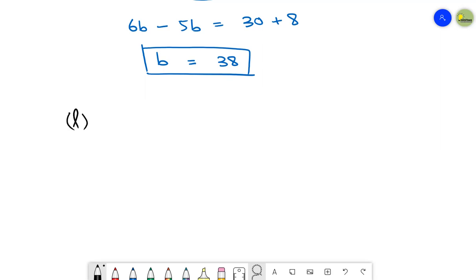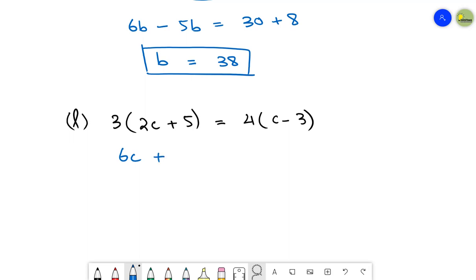These are very simple equations. 2(c plus 5) equals 4 multiplied by (c minus 3). Again, what you need to do, open the bracket first. 3 2s are 6c plus 3 5s are 15 equals 4c minus 4 3s are 12.